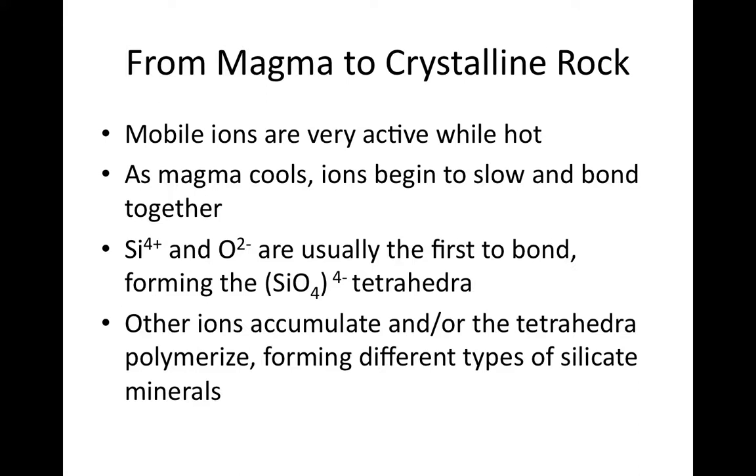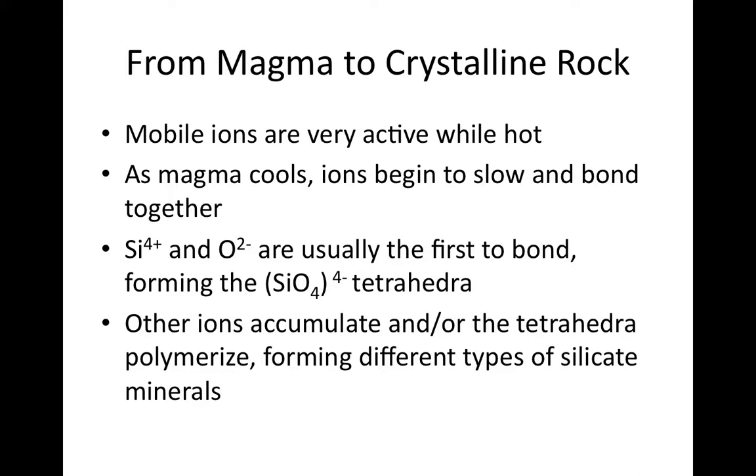So how does magma turn into solid crystalline rock? Well, first, those mobile ions are very active while hot. That's why they don't bond together, and that's what makes the magma a liquid. But as the magma cools, those mobile ions begin to slow down and bond together. Now the first two ions that bond together are the silicon and the oxygen.